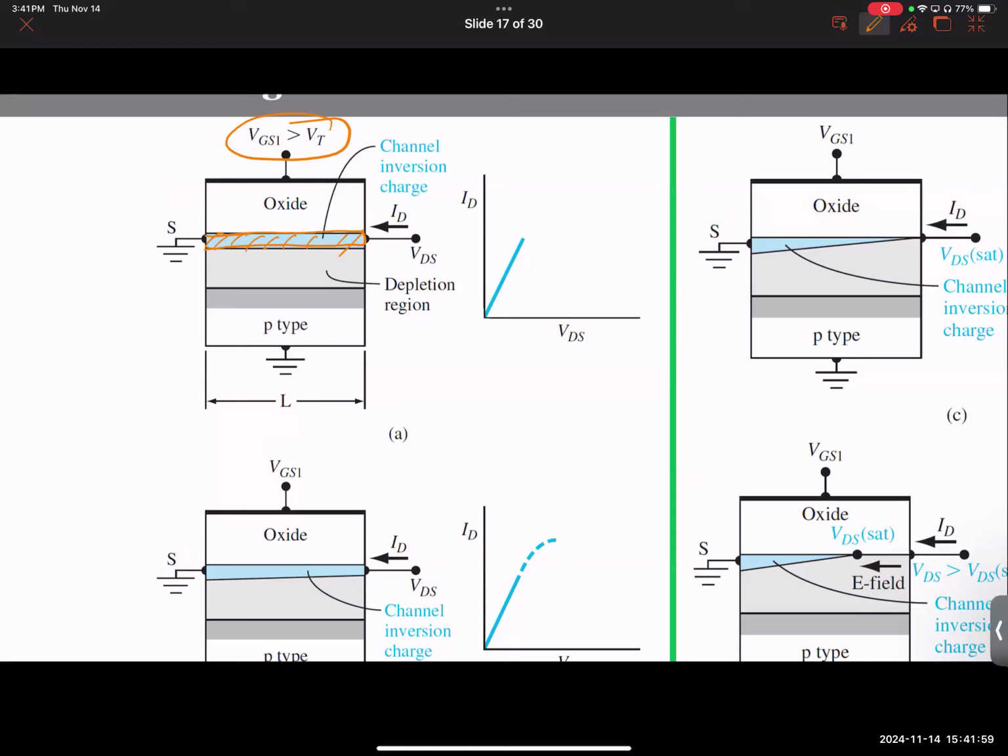Are you still with me? Why greater than threshold voltage? We had that argument before. Before the threshold voltage, you don't have any inversion layer. Without an inversion layer, is there any bridge between source and drain? No. There are back-to-back diodes.